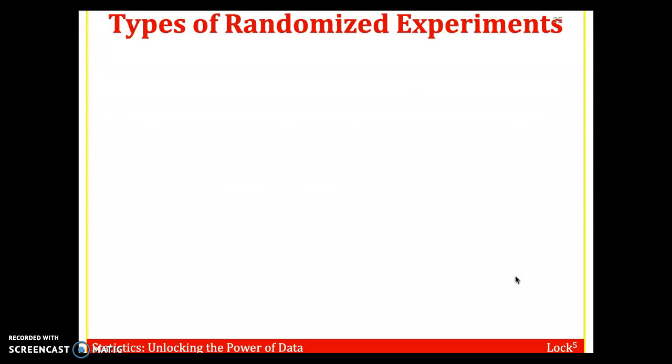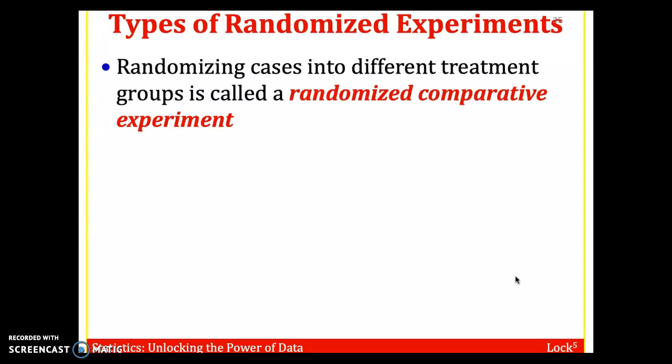Okay, there's many types of randomized experiments. We're just going to focus on 2 in this class. If we randomize cases into different treatment groups, that is called a randomized comparative experiment. So the green tea example that we just went over, that is a randomized comparative experiment because there are 2 different groups.